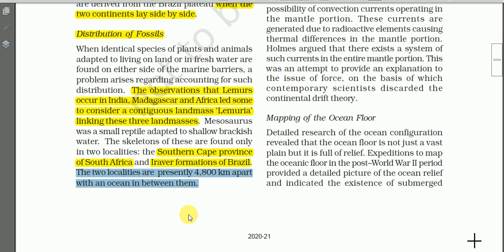That is the point mentioned here. So once the two continents were joined together, at that time these reptiles were distributed, and as the continents moved away, we have got the fossils of these Mesosaurus, one in the Irati formation, then another in this Cape province. So these are the evidences in support of the continental drift theory.